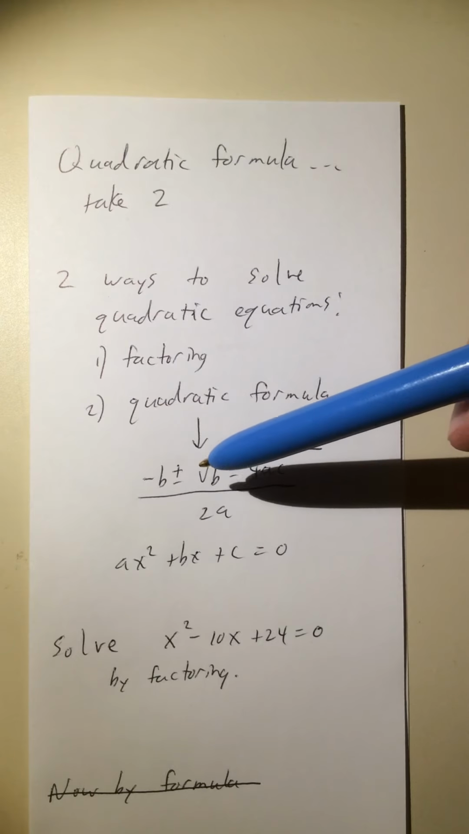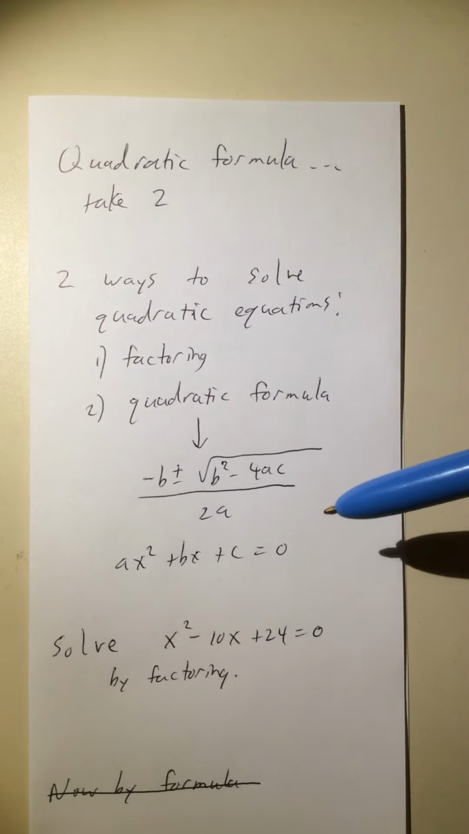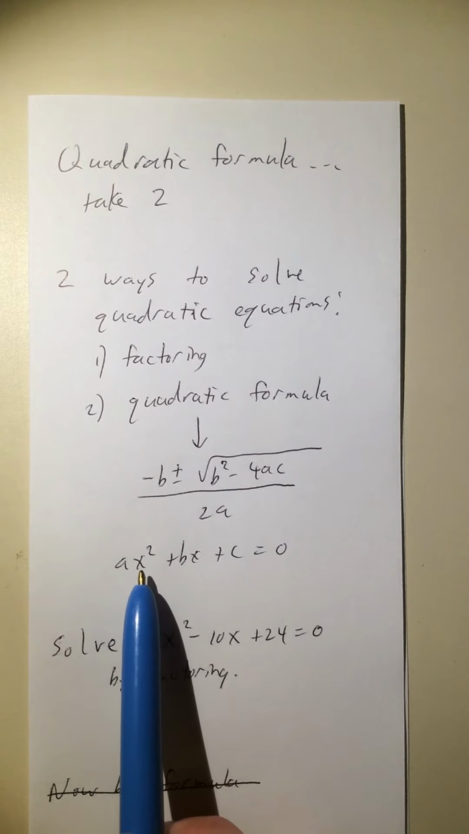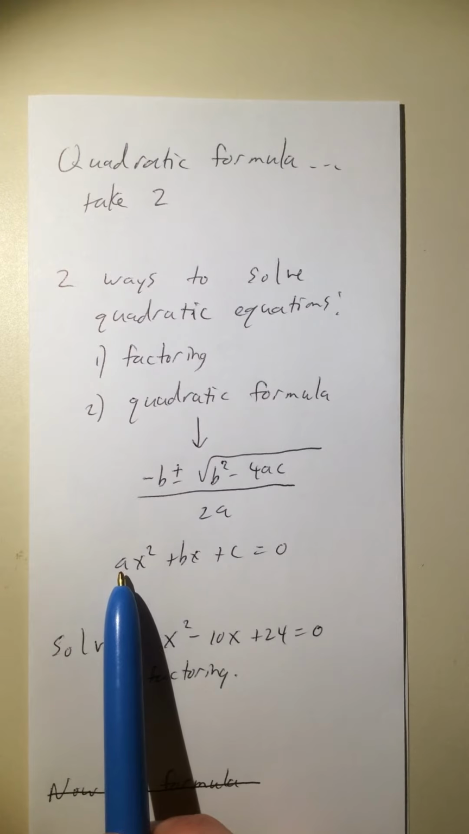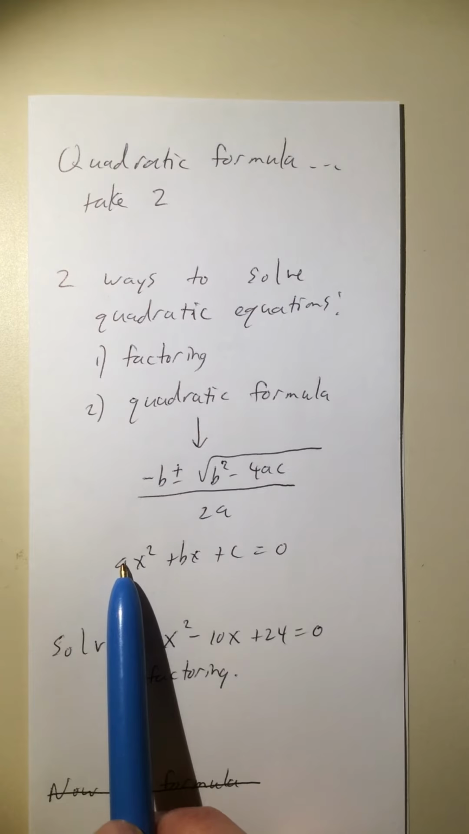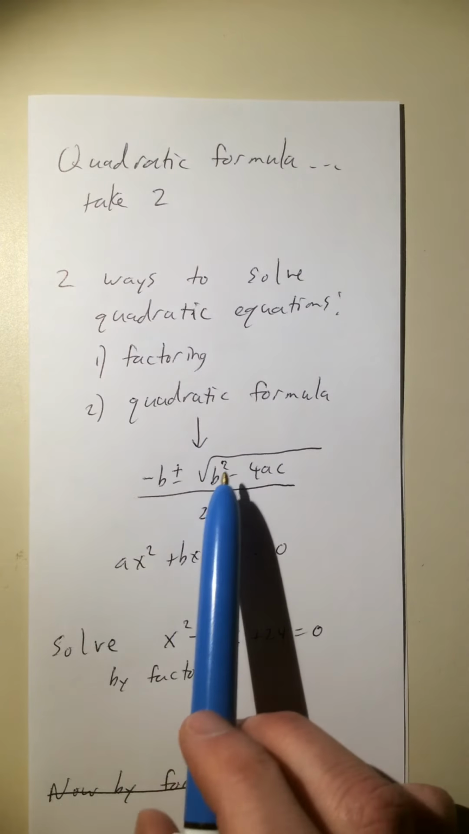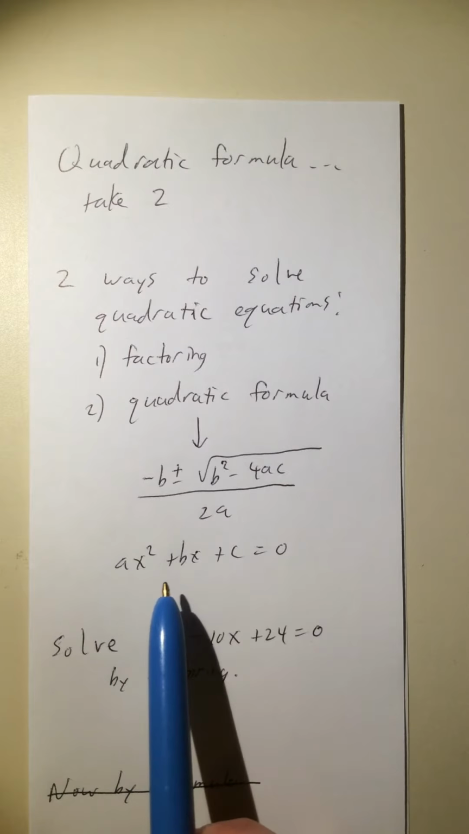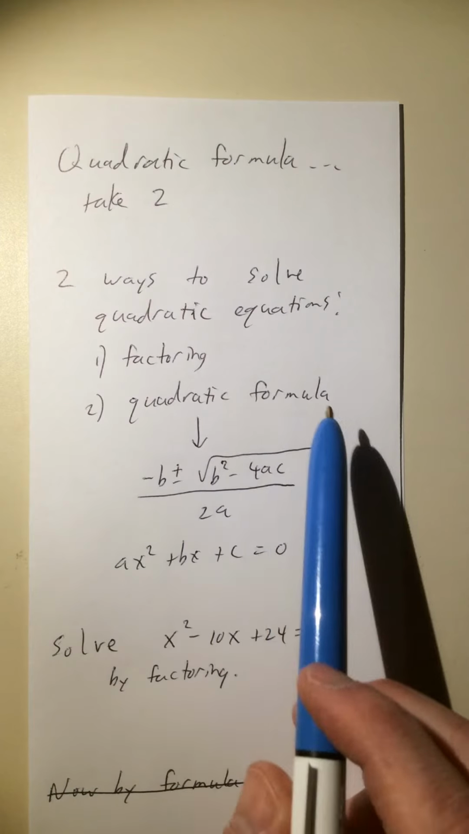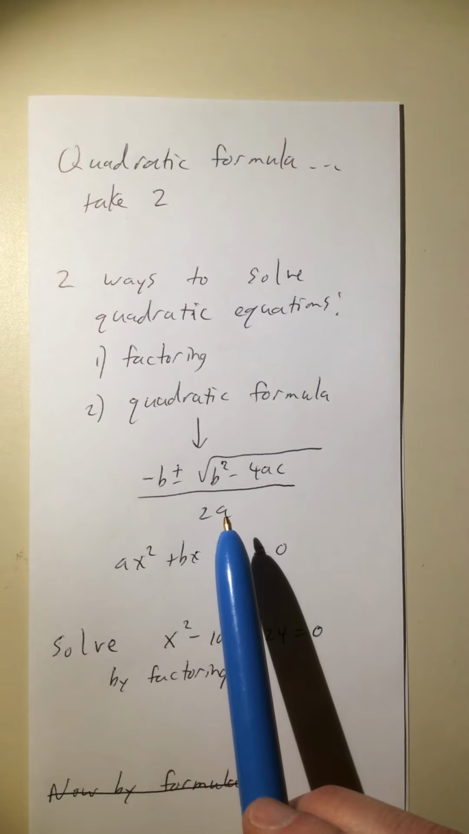So here's our formula. In this formula you see lots of A's and B's and C's, and they are the numbers right here. A is the number in front of x squared, the coefficient of x squared. So if this said 3x squared plus 4x plus 5, A would be 3, B would be 4, C would be 5, and we'd put all those numbers in here. Again, A is the number in front of x squared, B is the number in front of x, and C is the number all by itself. And again, we use the quadratic formula whenever we try to solve a quadratic equation that can't be factored.